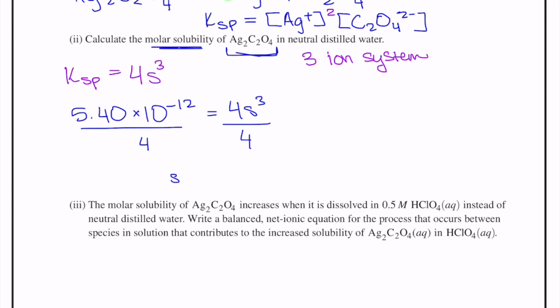You can do that in the calculator, and the value for S you will get is 1.05 times 10 to the negative 4 moles per liter.